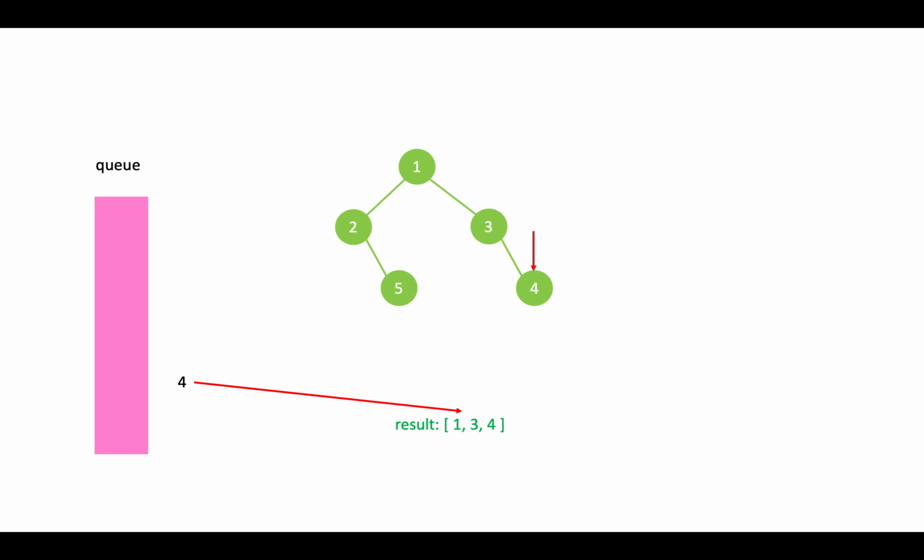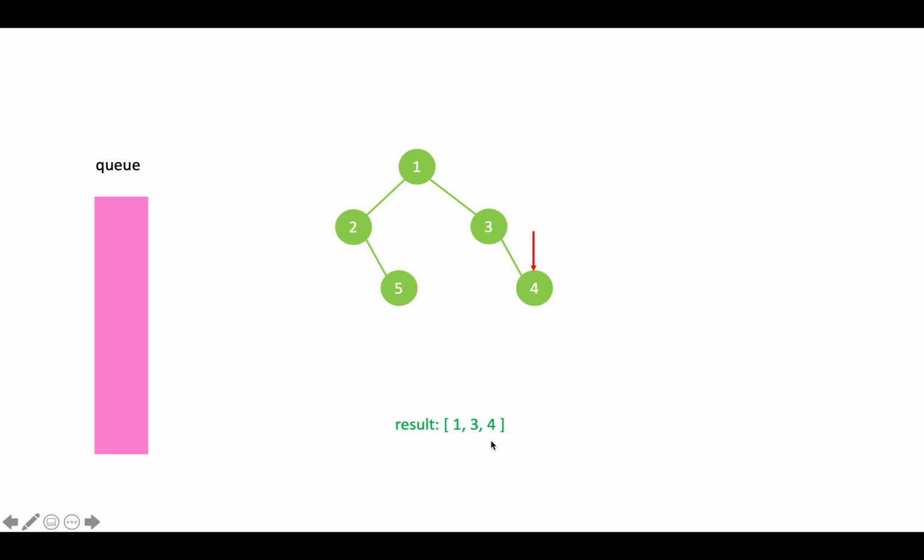So that's it. And we should check whether 4 has subnodes. No, it does not. So we do not need to put anything into the queue, and our queue is empty now. As the queue is empty, we have finished the BFS, and we should return our final result.